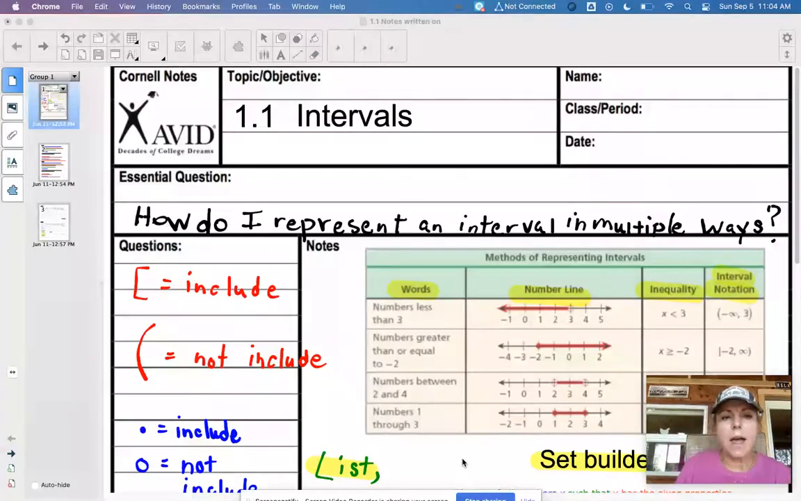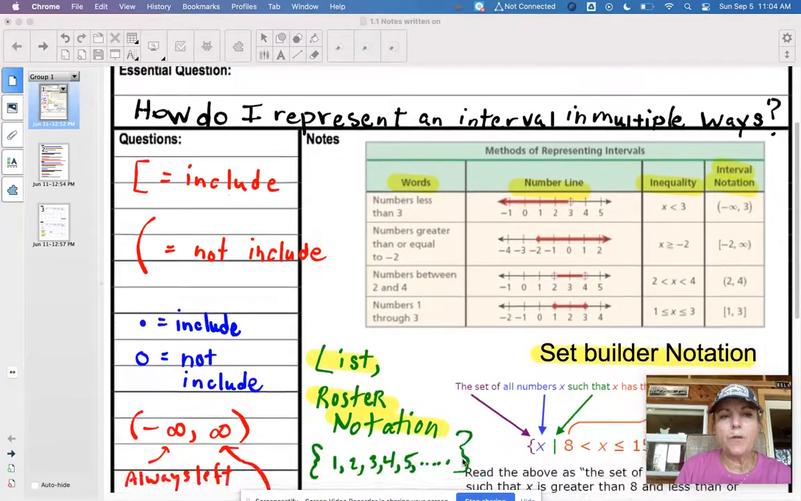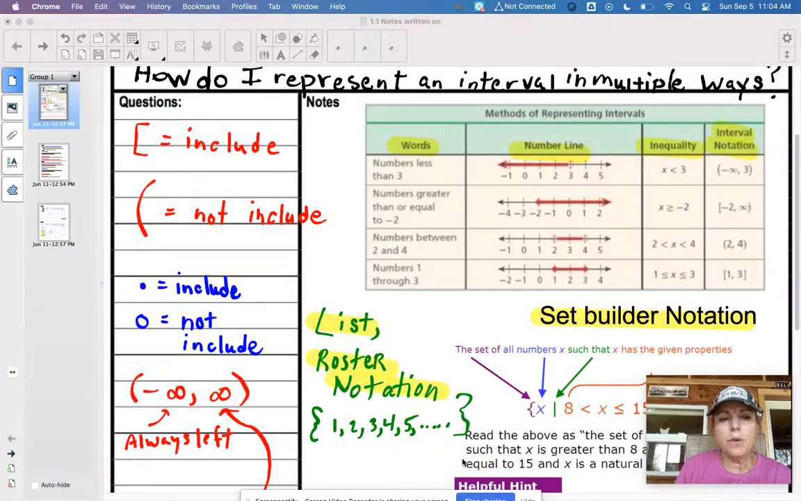So over on the side, I wrote down this information ahead of time, and I'm going to give you a chance right now to write this down to refresh your memory on these few symbols. When we're dealing with a bracket, that means include, you include the endpoints. When we're dealing with parentheses, that means not include. And what I'm referring to is when I start talking about interval notation. That's when the bracket and the parenthesis come into play.